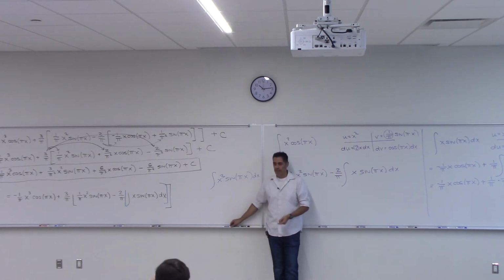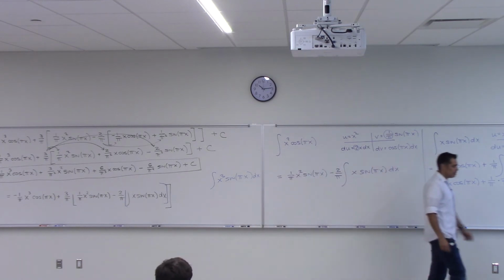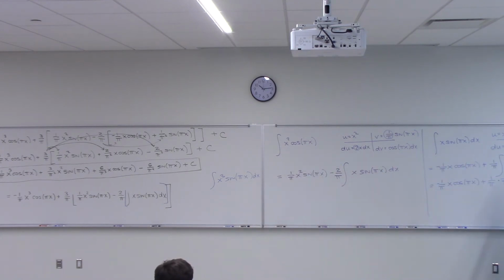Yes? Question: can we do it like this, and then to check if it's right, can we do tabular? To check if it's right, do tabular. The tabular way is a fast way to do all the pieces. You still have to put them all together, right? Yeah.